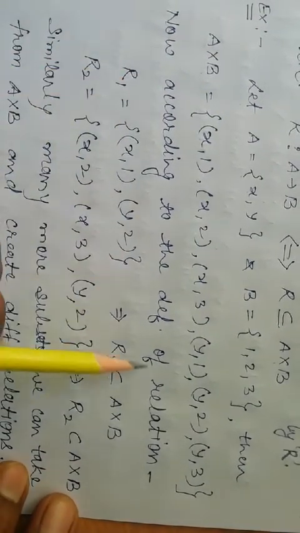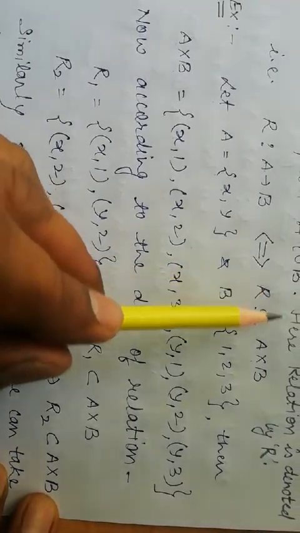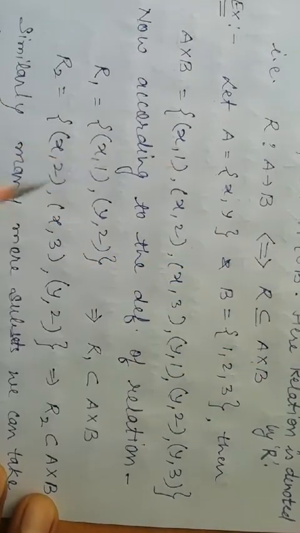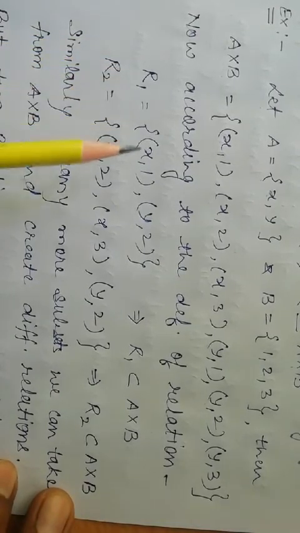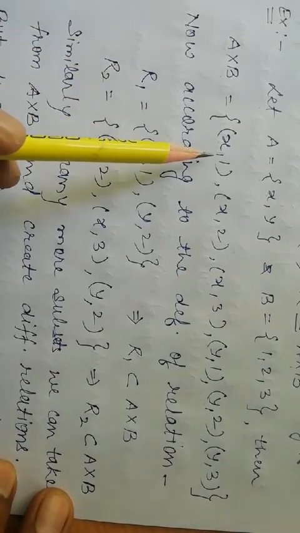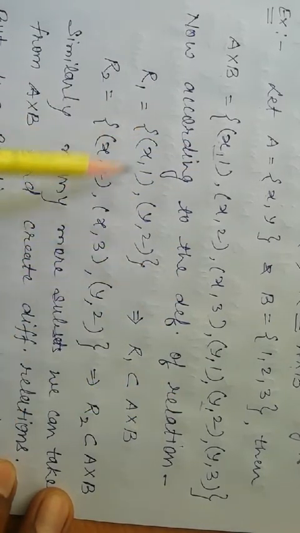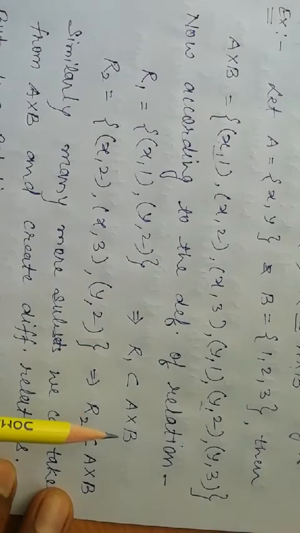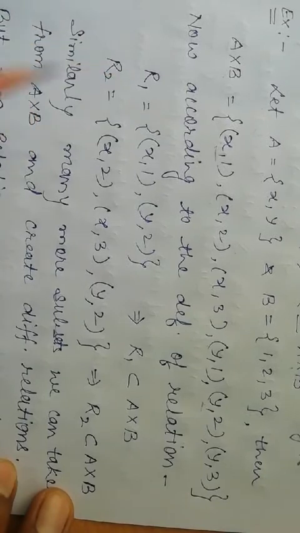Now according to the definition of relation, we are able to create different relations if we follow this definition. R is a subset of A cross B. So if I take the first relation, R1, and consider only these two ordered pairs, one this ordered pair and second this ordered pair, the collection of these two ordered pairs is expressed by R1. So R1 is a subset of A cross B, meaning I can say R1 is a relation. Okay, so this is the first relation.